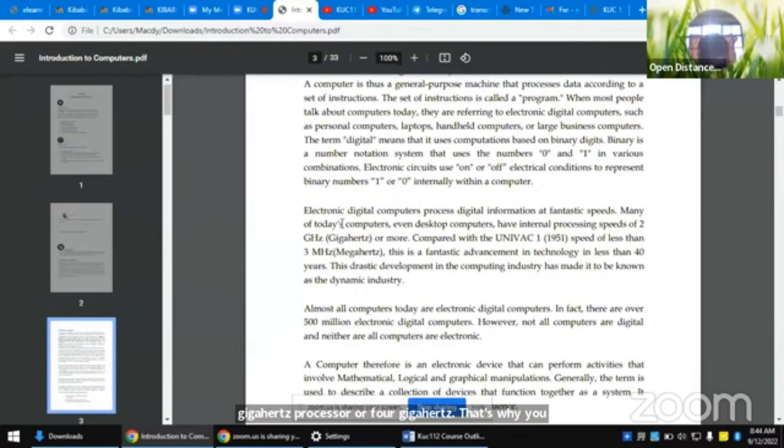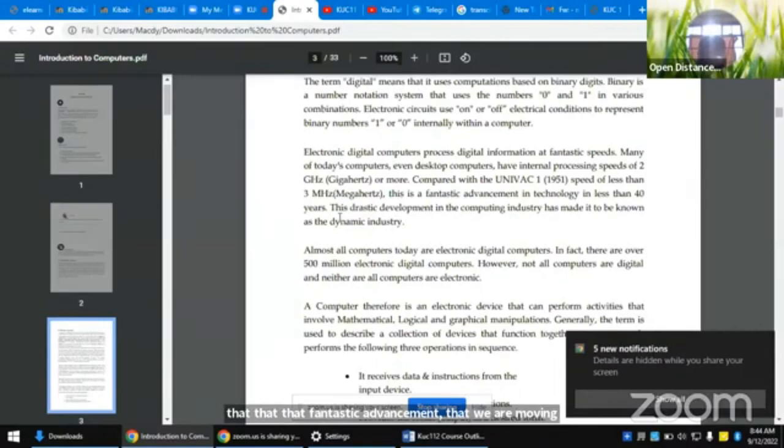So compared with the UNIVAC 1, developed in 1951, with a speed of less than 3 megahertz, these are fantastic advancements in technology. So we have moved all the way from 2 megahertz, which, in the current generation, you can't be patient enough to use. But our mentors in this computing world used those ones, so they developed better processing machines. And as we talk right now in the world, I think China is much ahead through Huawei, developing very high processing machines that can even do parallel computing. If you look at this, that is a fantastic advancement that we have made in less than 40 years. So the drastic development in the computing industry has made it known as the dynamic industry.